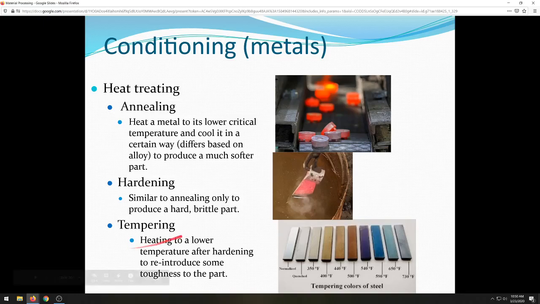Because when a piece of steel has been properly freshly hardened, it's very brittle. If you drop it on the floor and a thinner portion of it hits the floor, it'll chip or shatter. So tempering allows it to absorb some of that type of energy.